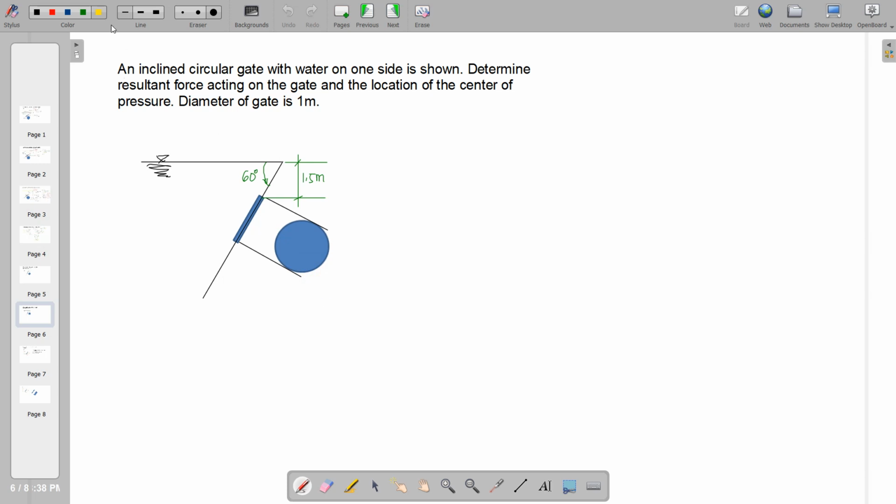So first things first, we're going to label the figure with the center of gravity, and below that will be the center of pressure, and on the center of pressure we have the force concentrated perpendicular to the gate, P, and the distance between CG and CP is denoted by E.